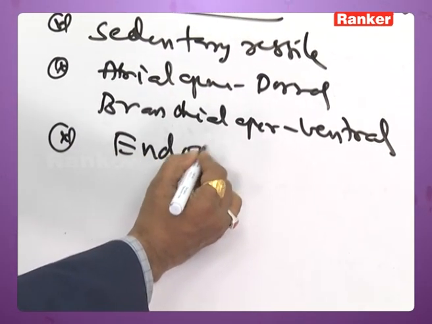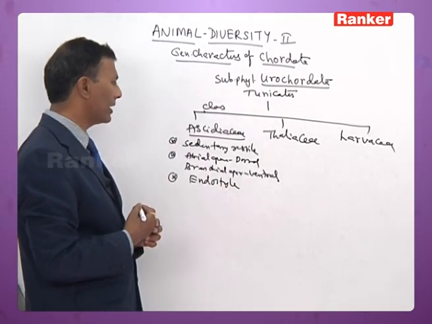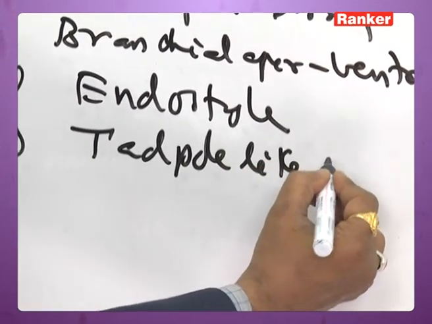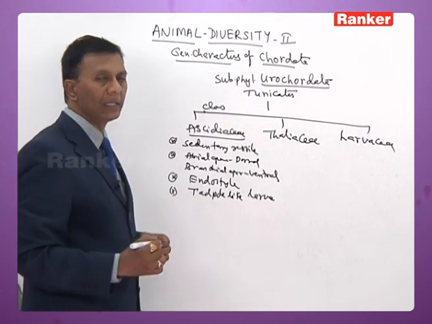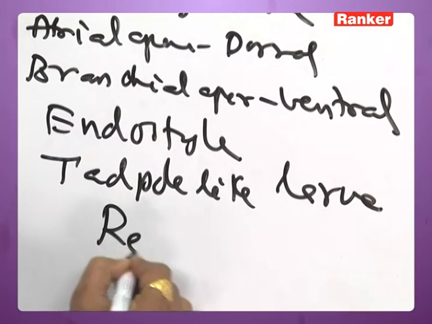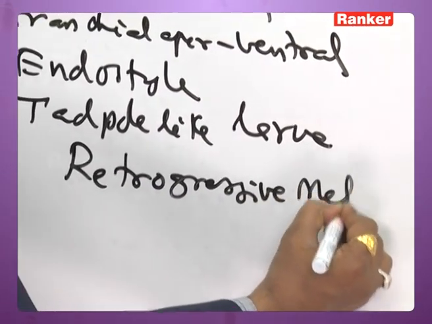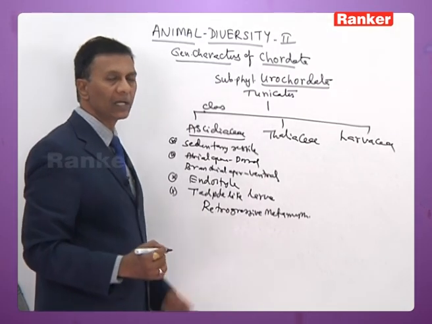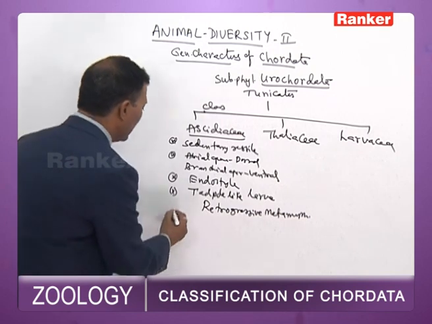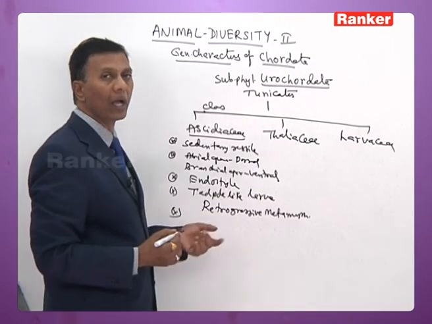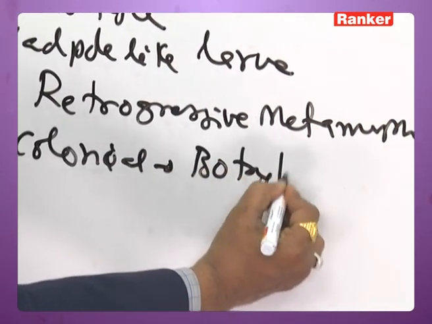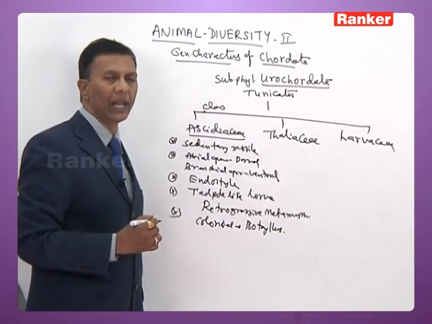Then endostyle is present in the pharynx. Their life cycle involves a tadpole-like larva. The larva has all the chordate characters like notochord, nerve cord, pharyngeal gills, post-anal tail, and this larva undergoes retrogressive metamorphosis. During metamorphosis, it loses all the chordate characters and transforms into the most primitive, insignificant adult. Then these Acidiaceans are solitary or colonial. The colonial Acidiaceae member is Botryllus, and the rest of them are solitary.